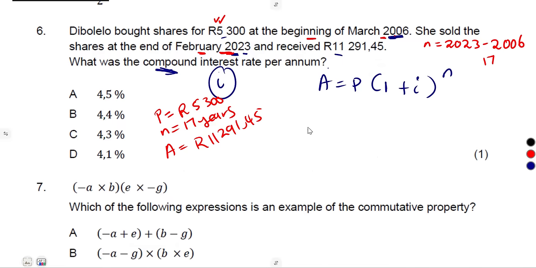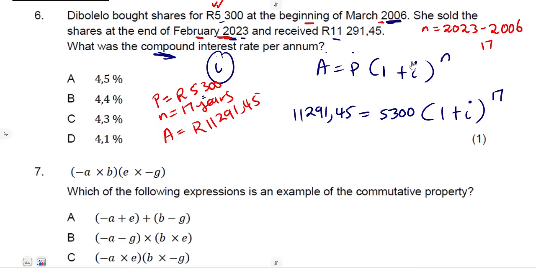Anyways, let's see. Our amount, 291.45, is equal to P, which is our principal of 5,300, open the bracket, 1 plus I to the exponent of 17. So this is what we get. In this case, it is to solve. Solve for what? For I.